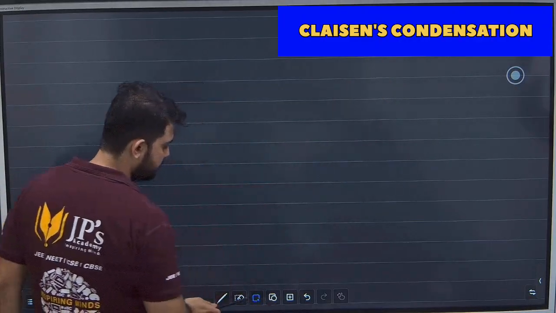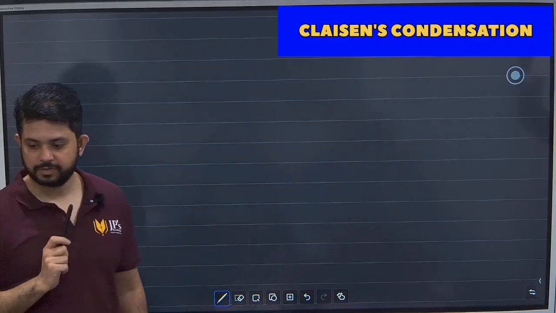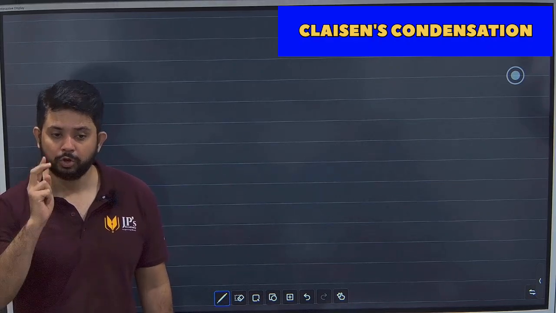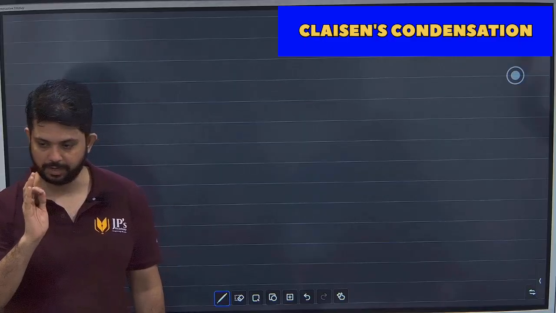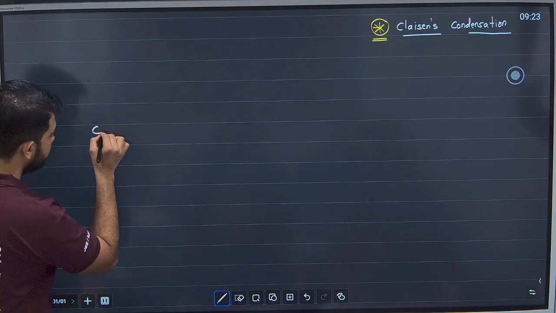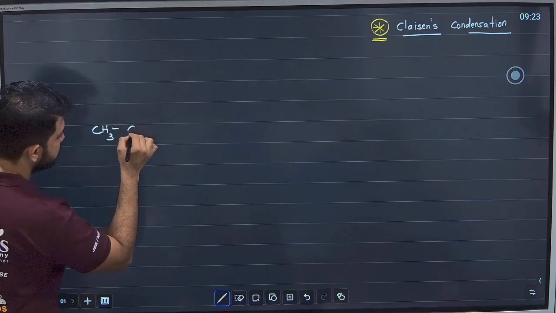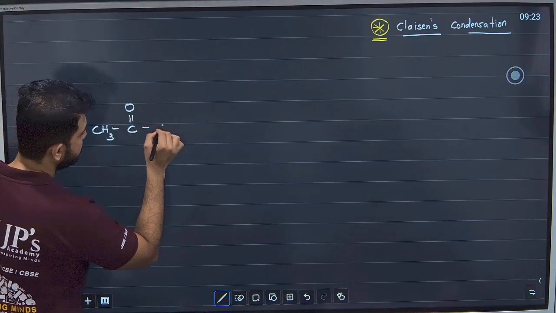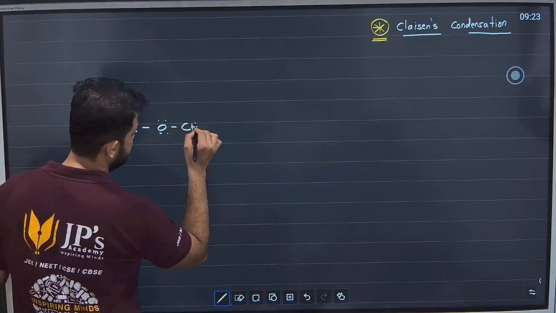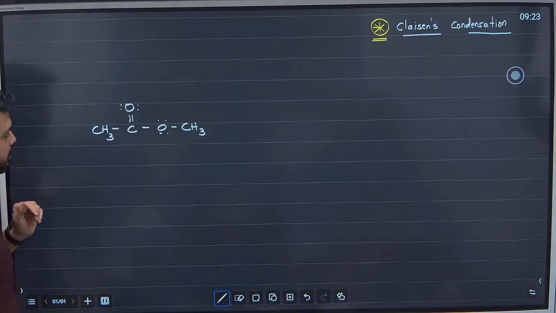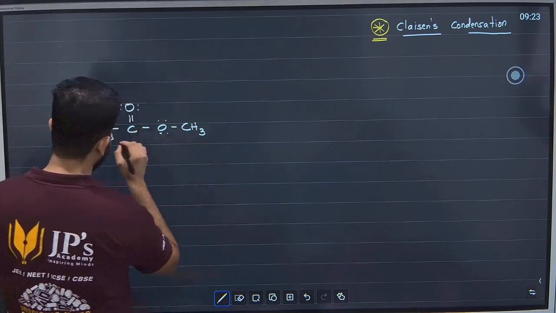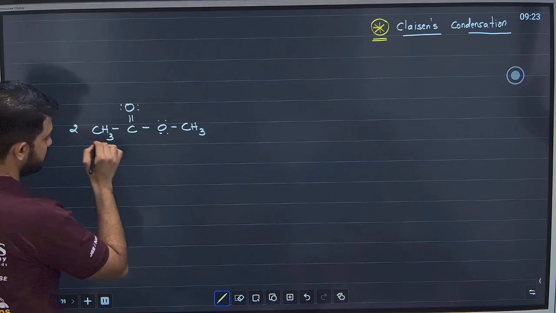Now, in Claisen's condensation, we have an ester containing a minimum of 2 alpha hydrogens. I repeat, Claisen's condensation requires an ester containing 2 alpha hydrogens. So let's say this is my ester. यहाँ पे मुझे पता है ये मेरा अल्फा कार्बन है, and of course I need 2 units of this.